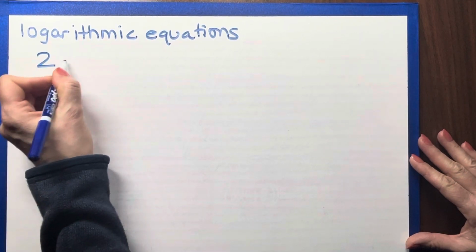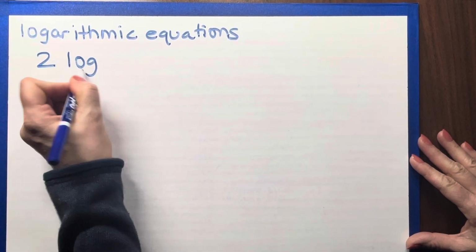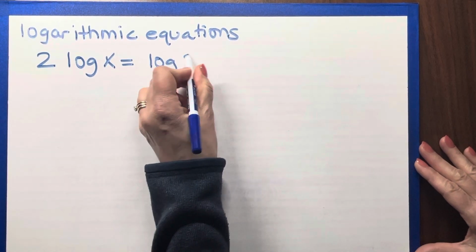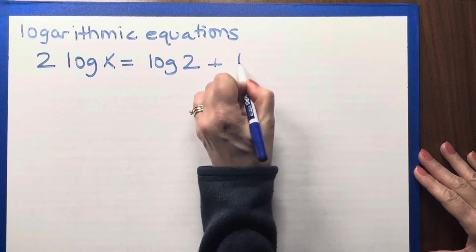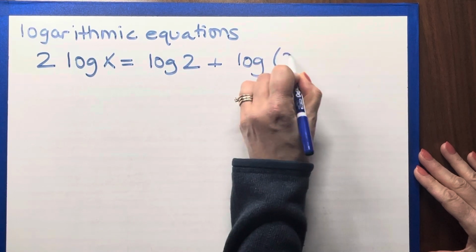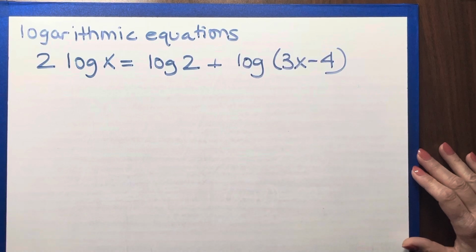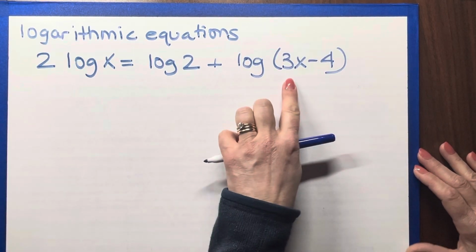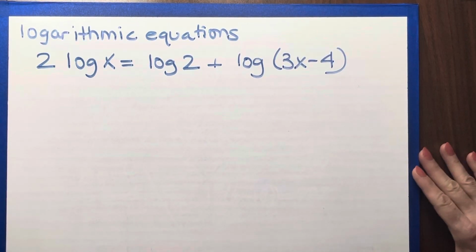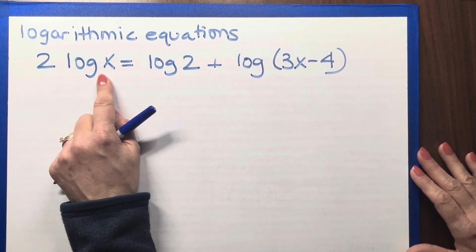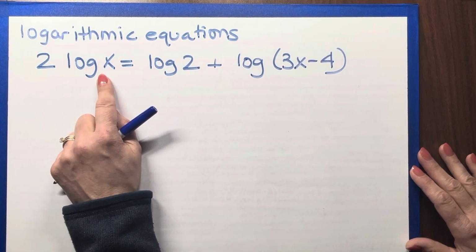Our first equation is 2 log of x equals log 2 plus the log of 3x minus 4. In this equation, we have logs in every single term, and also you notice that I didn't write a base for the log, which implies it's a log of base 10.